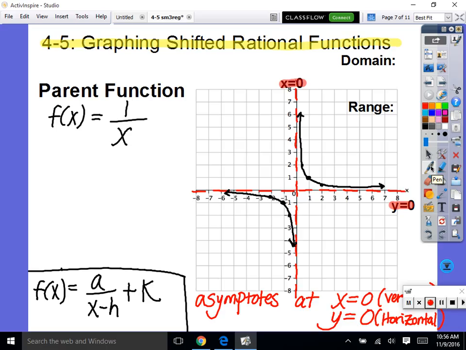So everybody, we're going to be taking today and graphing shifted graphs from the parent function f of x is equal to 1 over x. We're going to take this graph and shift it around. So we're going to move it left and right, up and down. And so there's some key features you've got to look at on this graph here.